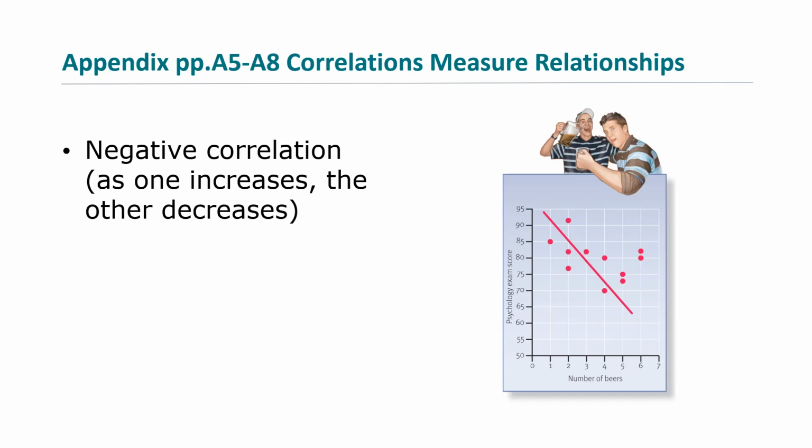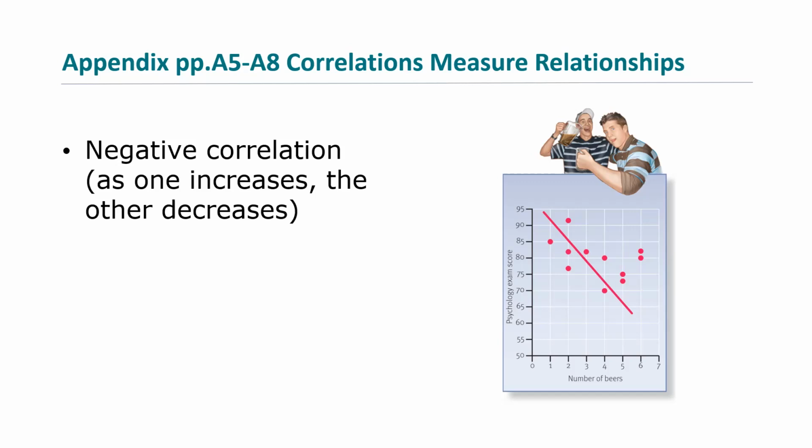I've often heard students interpret it that way. They hear negative correlation, they think it's a bad thing, like, oh, it's a negative outcome or something. Well, no. I mean, this one turns out to be that these guys that drink a lot of beers aren't scoring very well.